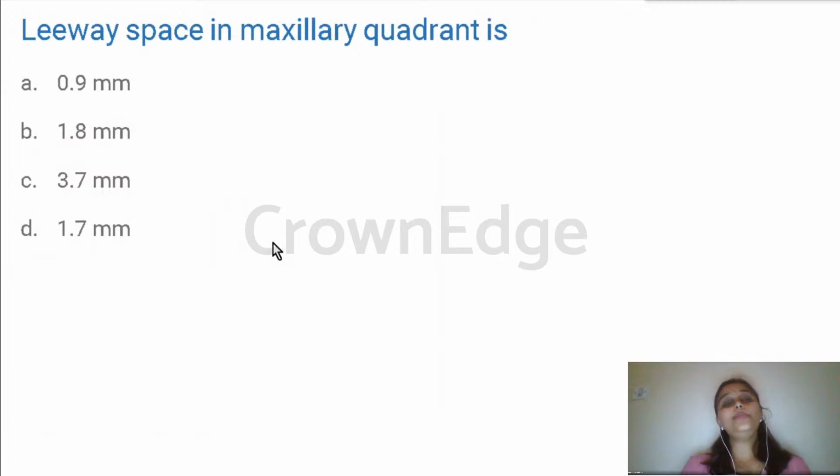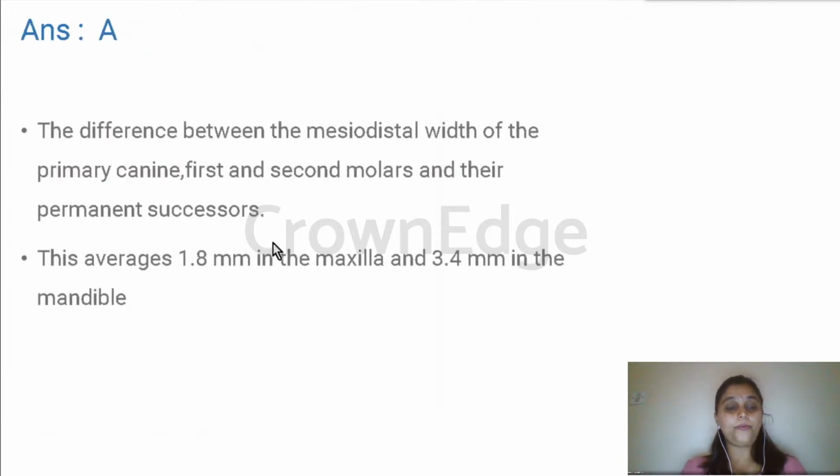Next, we were talking about leeway space. Like I said, leeway space is there in the maxillary and the mandibular arch. So how much actually is this leeway space in the maxillary quadrant? The question is maxillary quadrant and not arch, so please pay attention to the question and look at the answer. A, 0.9 mm, B, 1.8 mm, C, 3.7 mm, D, 1.7 mm. We're talking about a maxillary quadrant, that is one half of the arch. So the answer is A, 0.9 mm.